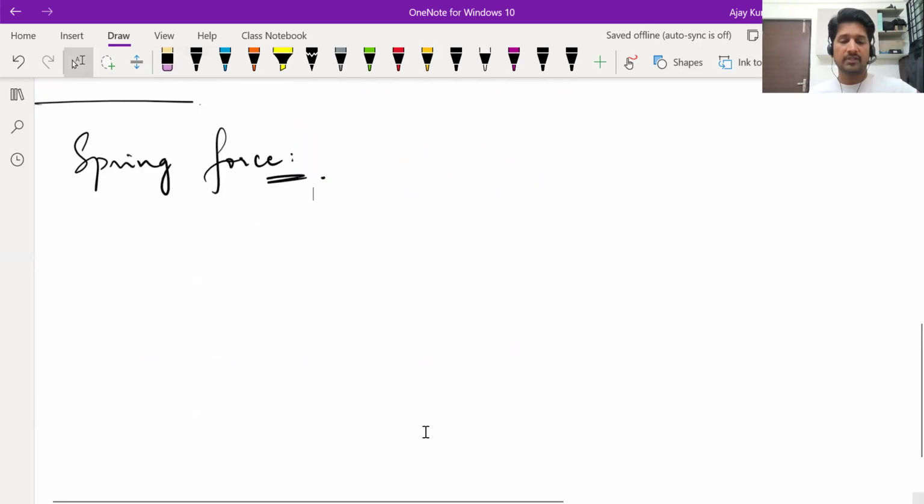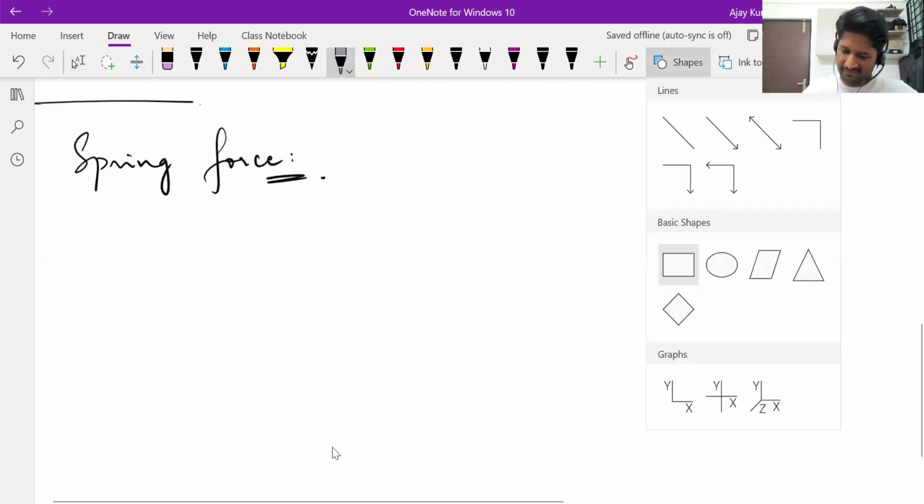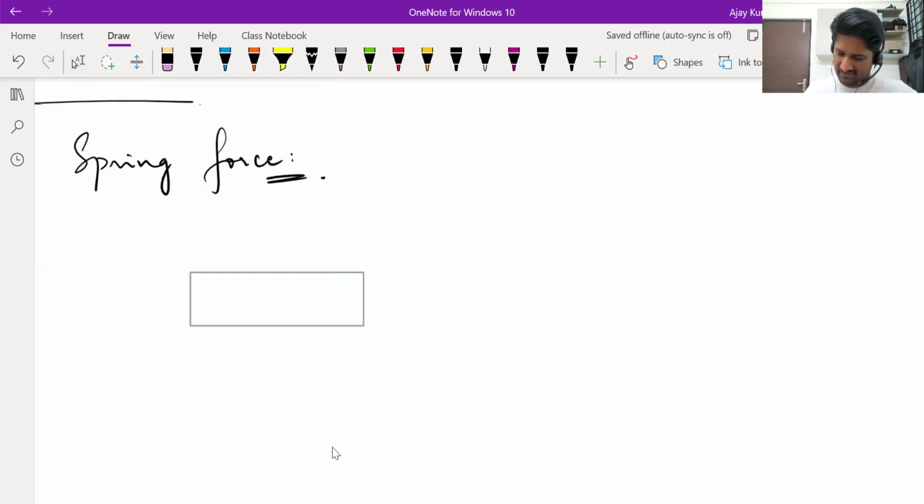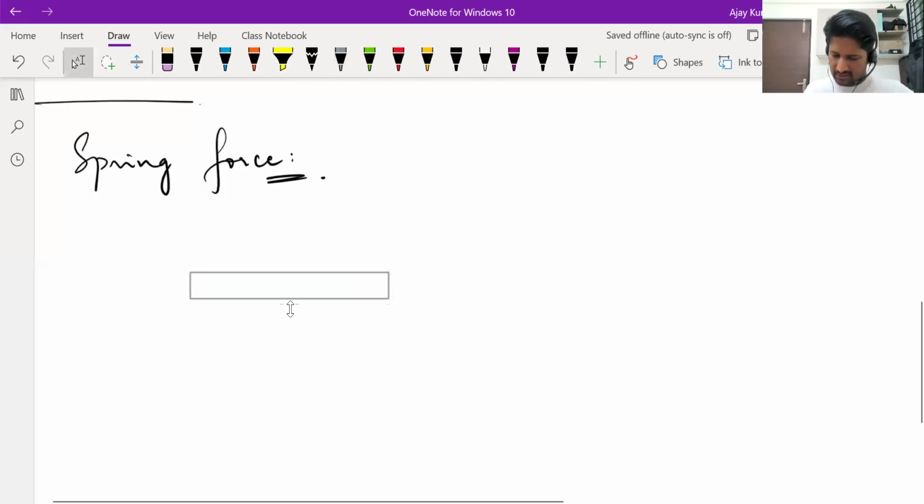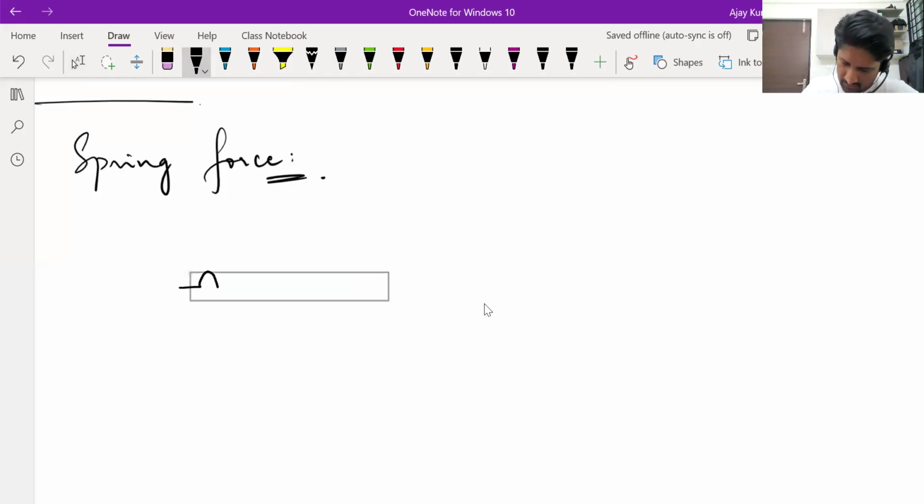Do any of you remember the expression for spring force? kx. Okay, the magnitude is kx, correct? What does k stand for and what does x stand for? Spring constant, and elongation or compression. Correct. k is the spring constant and x is the elongation or compression in the spring. Fine.